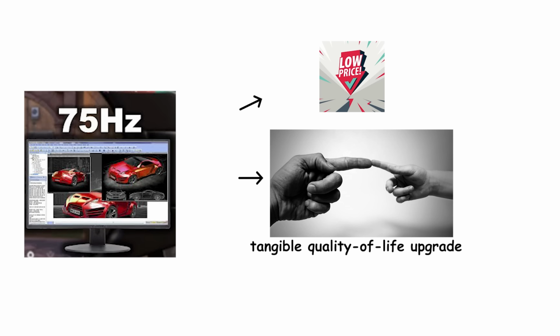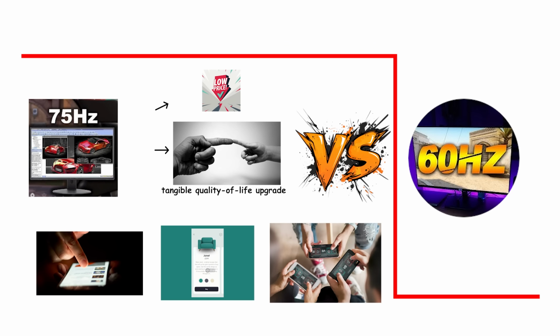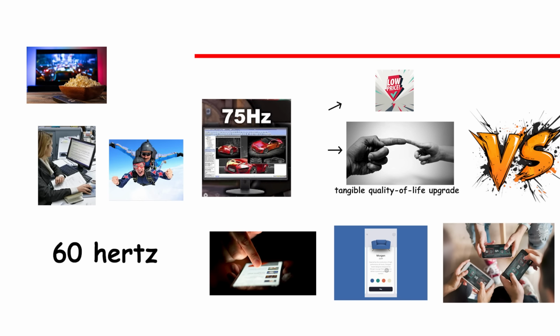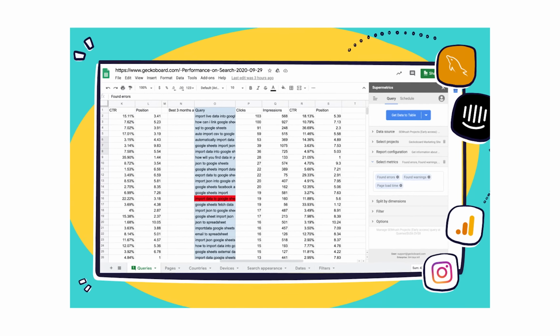Bottom line for 75 Hz: a cheap, tangible quality of life upgrade over 60 Hz for scrolling, UI motion, and casual gaming. If you are watching movies or typing documents, it will look exactly as thrilling as 60 Hz. If you live in spreadsheets by day and play light titles by night, it is the sensible bump.